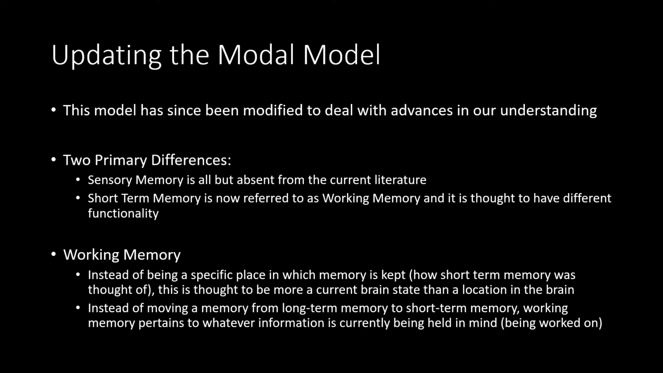Now, this was popular about 50, 60 years ago, and since then has been updated in what seem maybe like some subtle ways, but these have some pretty significant impacts in how we think about memory and how memories are operated on and how memory is encoded. The two primary differences are that sensory memory and any kind of neurological location that went with it is pretty much absent in current literature.